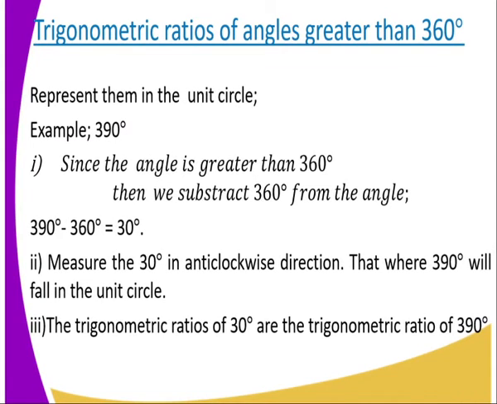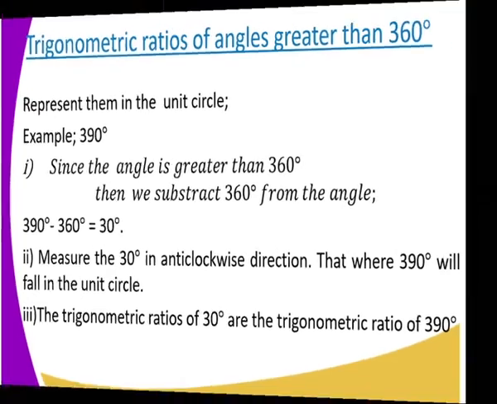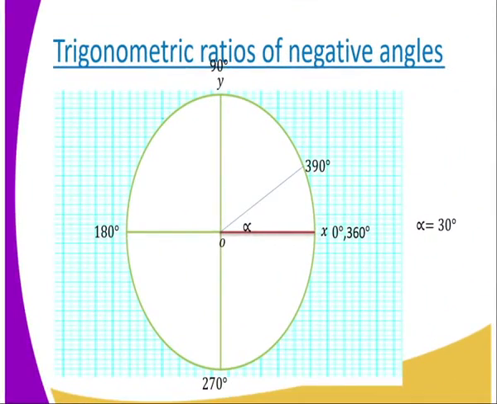Then we look at angles that are greater than 360 degrees. Take an angle of 390. We go back to 360, subtract, and get 30. So we get the trigonometric ratios of 30 degrees, and it is in the first quadrant. The first thing is to go in the anti-clockwise direction from 360 and get that angle. That is where 390 degrees is, as you can see from the diagram.